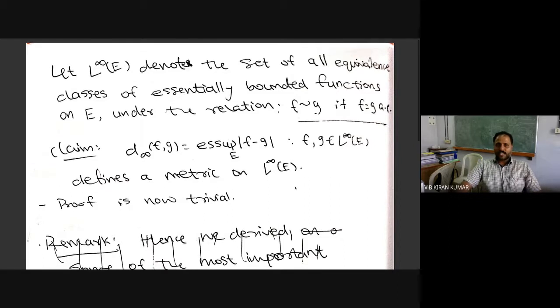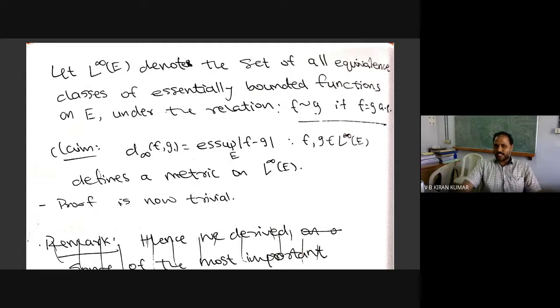So what is L infinity? L infinity of E denotes the set of all equivalence classes of essentially bounded functions on E. So we know what essentially bounded is now. We know what we mean by an equivalence class. That means we define the equivalence class f equal to g if f equals g almost everywhere. So you collect all essentially bounded functions and make these equivalence classes, and you have your L infinity of E. This is a very important space.